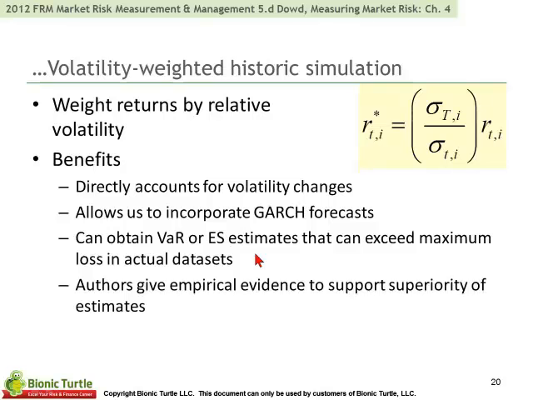In volatility weighting historical simulation, we weight the returns by relative volatility. So we have a ratio here of volatilities. It just serves as a weighting function on the return. This directly accounts for volatility changes, allows us to incorporate GARCH forecasts, and can obtain VAR or expected shortfall estimates that can exceed the maximum loss in the actual data set. We can see this can actually multiply, or lever up, the return above 1, so we can actually get VAR estimates exceeding the actual loss. That's sort of interesting. The authors give empirical evidence to support the superiority of the volatility-weighted historical simulation.